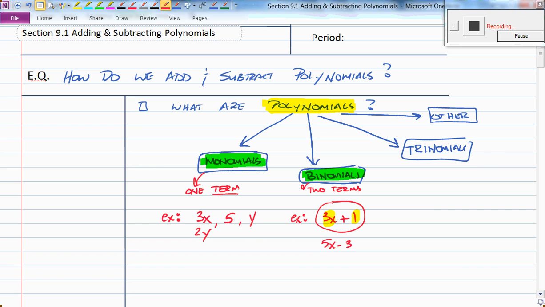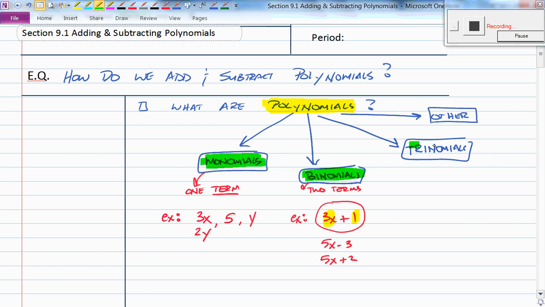All right. Can you guys make up another binomial on your own? What would it be? 5x plus 2. There you go. 5x plus 1. Okay, good. Sounds like you guys are getting it pretty good here.